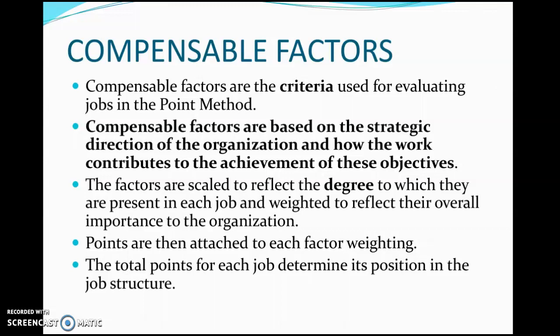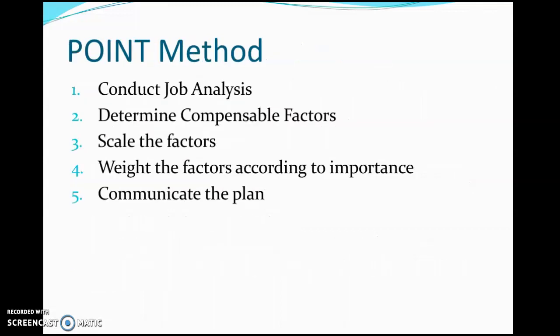So these factors are then scaled to reflect the degree to which they are present in each job, and weighted to reflect their overall importance to the organization. Then we assign points to the factor, and then we add up the points to find out where the position is. So this is how we would do it, and then I'll get into some examples. So as we know, we have to have done the job analysis. We determine the compensable factors, we scale them, we weigh them according to importance, and then we communicate.